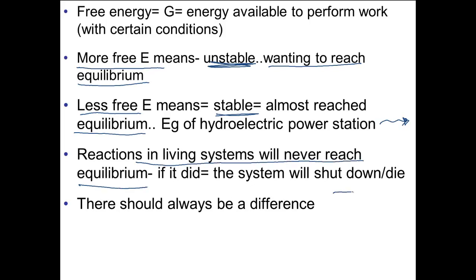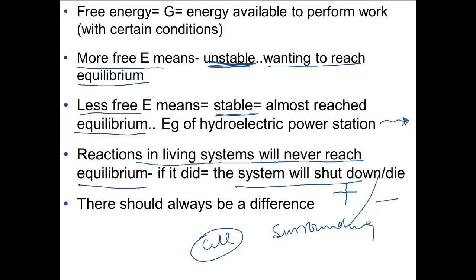There should always be a difference. It can be positive or negative, but there should be a difference between the system and the surroundings. That's what it means, the cell and the surroundings. There should always be a difference, and if there is no difference, that means the system will shut down and die.